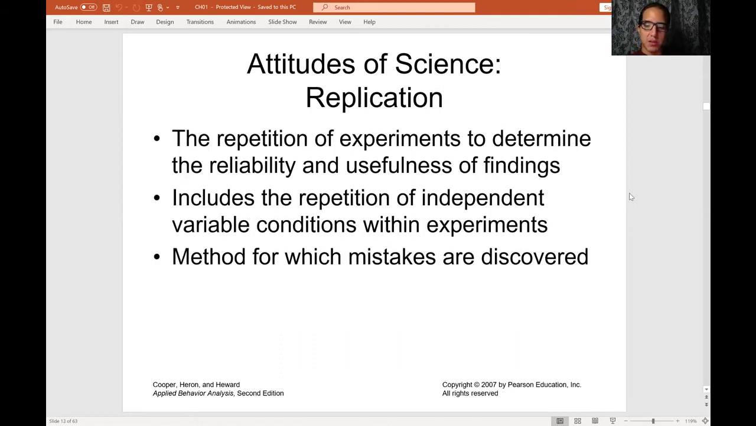Then we have replication. Replication is the repetition of the experiments to determine the reliability and the usefulness of the findings. So like I said before, you want to not only go in and look at the phenomena one time, not only go in and experiment one time, you want to replicate yourself. You want to repeat the observations. You want to repeat the experiments so that you make sure that you're being thorough, right? And you review your method and you can see if there are mistakes, right?